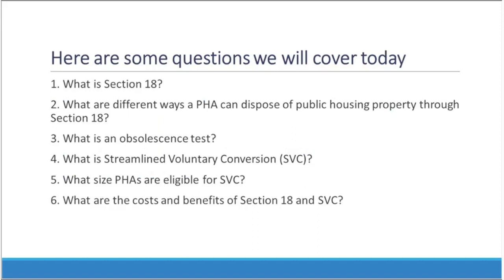We'll talk specifically about the Obsolescence Test, which is a big focus of housing authorities who are looking to convert larger, older, more worn out public housing. Then we'll shift into talking about streamlined voluntary conversion. We'll talk about eligibility for streamlined voluntary conversion and the cost benefits as between Section 18 and streamlined voluntary conversion.